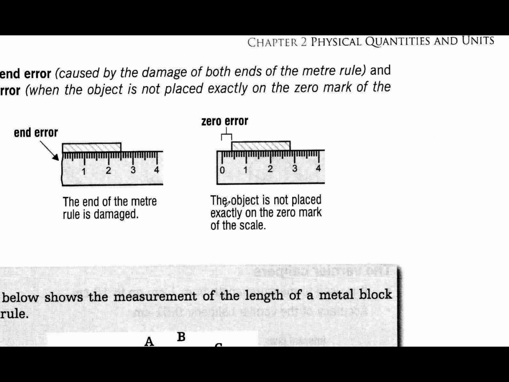We must also avoid end error. So if the ruler is chipped, then the end may not necessarily start from 0. That will be an end error. Or if we forgot to place the object at 0 centimeters, then we are also committing an end error.